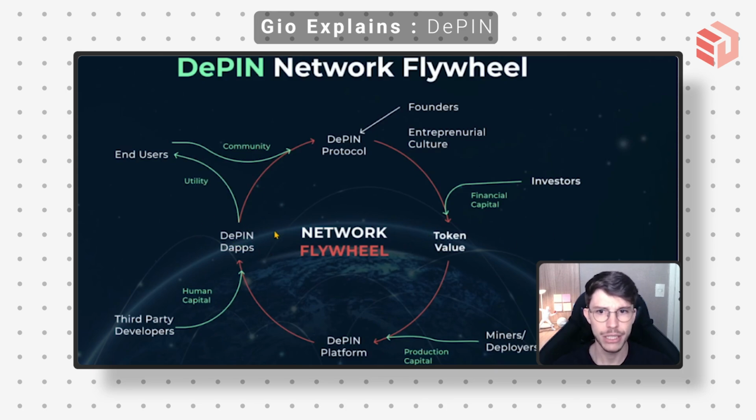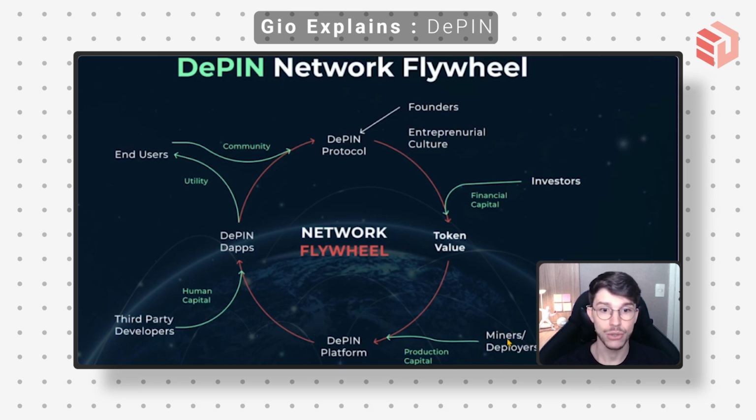So if you look into this, you have the DePIN apps, you have the end users who really need the utility, you have the DePIN protocol, right? So the founders and the culture of that protocol. You have the token value, which is pretty much the investors. So people who are looking into this network and they think it's undervalued, or they're acquiring the token because they require the token to use the solutions, right? So the token is a very, very central part of this network flywheel.